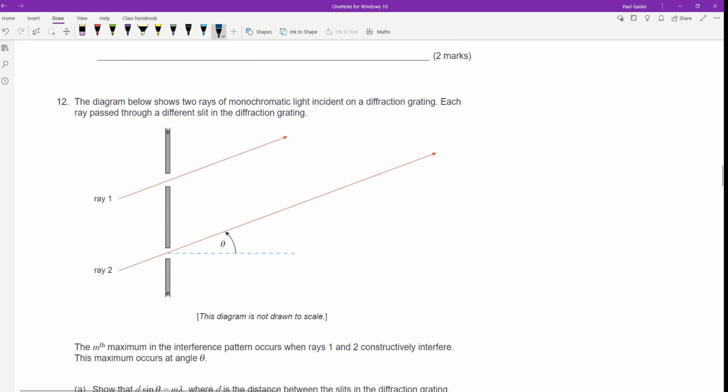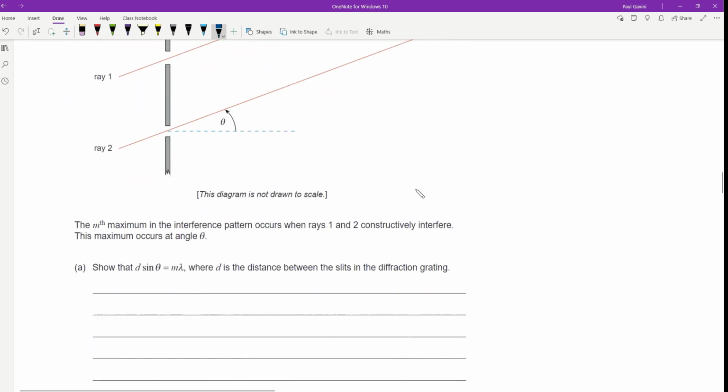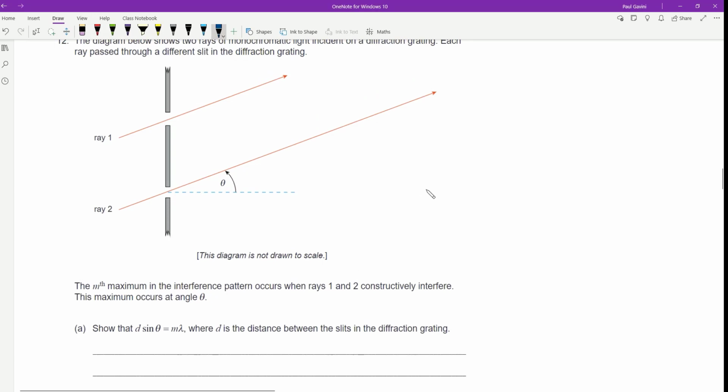Okay, question number 12 here. Diagram shows two rays of monochromatic light going to a diffraction grating. Each ray passes through a different slit on the diffraction grating. The nth maxima occurs when rays 1 and 2 constructively interfere. This maximum occurs at angle theta. Show that d sine theta equals a multiple of a wavelength, where d is the distance between the slits on the diffraction grating. Alright, so this is d in here.